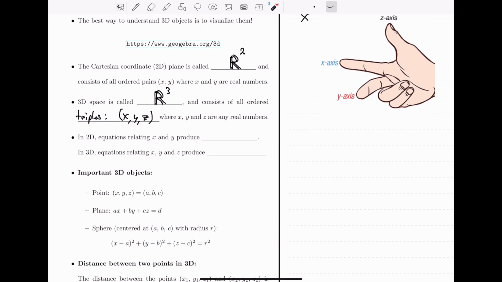In 2 dimensions, when we try to graph an equation with x's and y's, the shape that we get is a curve. In 3 dimensions, when we have an equation that relates x, y, and z, the shape that's produced is a surface. It's a 3-dimensional surface rather than just a curve. In just a bit, we're going to talk about some important 3-dimensional objects: points, planes, and spheres. But before we do that, I want to show you some visualizations in GeoGebra to help us understand 3D coordinate systems a little bit better visually.